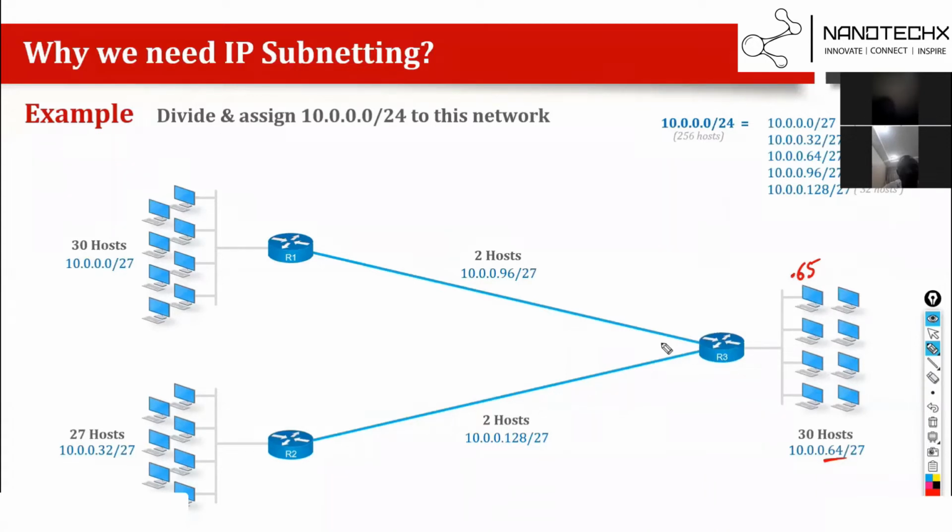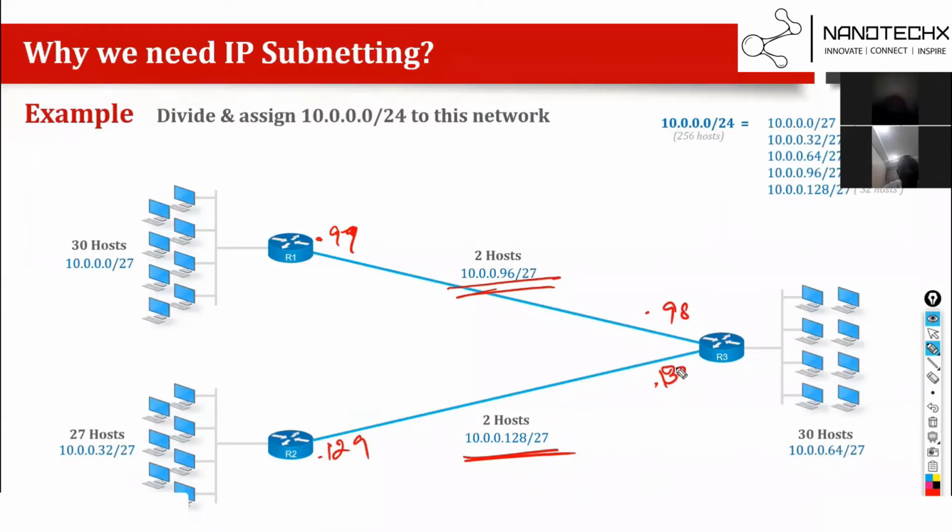So first will be 65, the second will be 66, and then 67, 68, and the last one will be, because it is starting from this one, 95, because it is 32 hosts. This is how we do it. And then this one will start from dot 97 and then dot 98. On this side, we will have dot 129, dot 130. That's all. Yes, Khurram, yes. So this is how we divide a host. This is the overall idea.